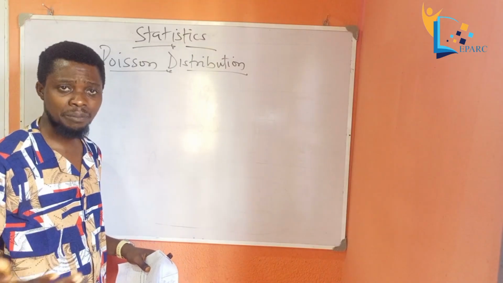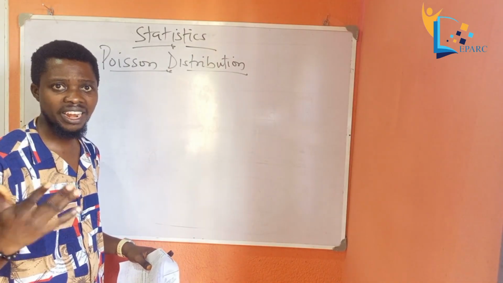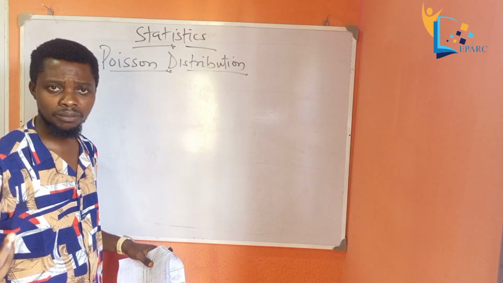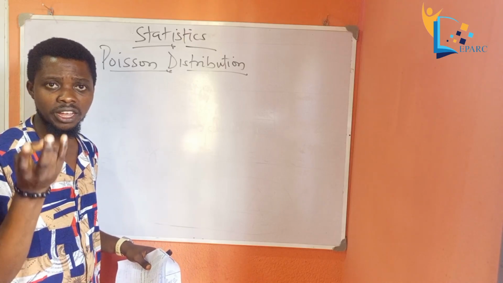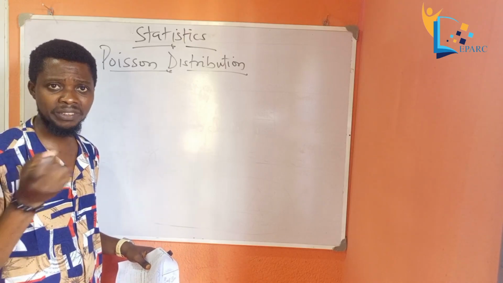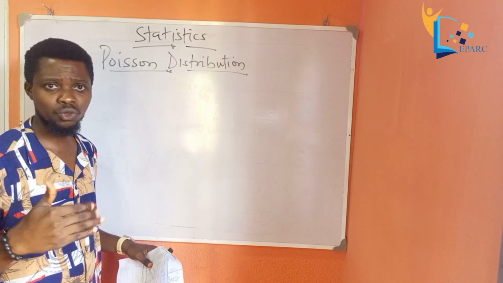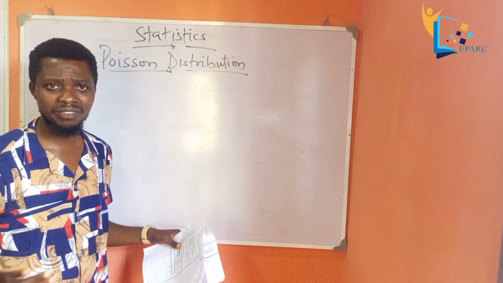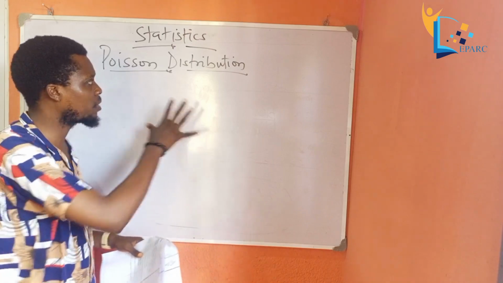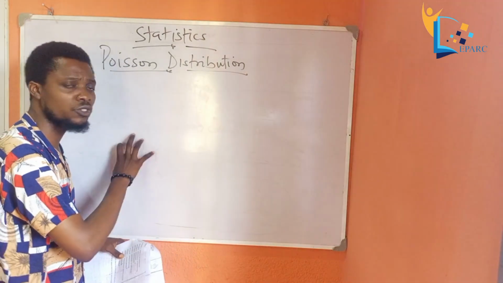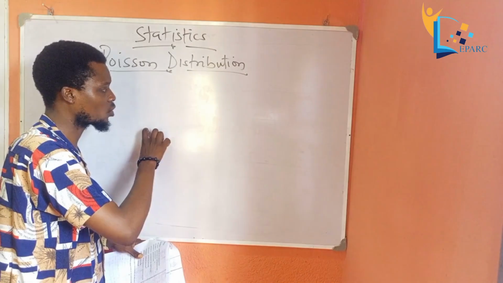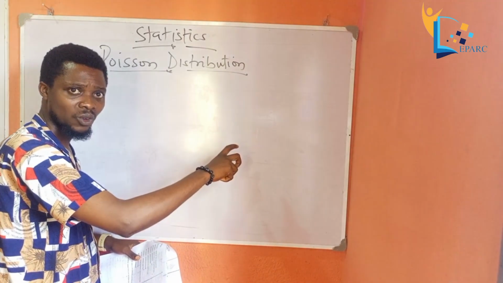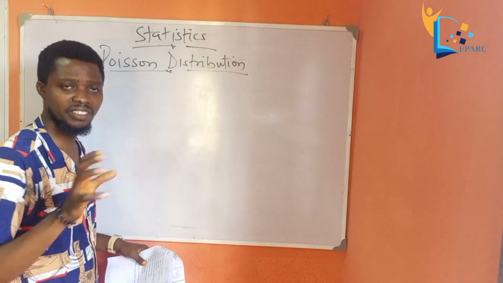Know this: the Poisson distribution is applicable to real life issues or real life experiments. You want to know the number of cars coming to a filling station at a particular time interval, or how many patients visit a clinic at a particular time interval. Or, let's say, how many customers visit a restaurant at a particular time interval. Poisson distribution will help us ascertain that.